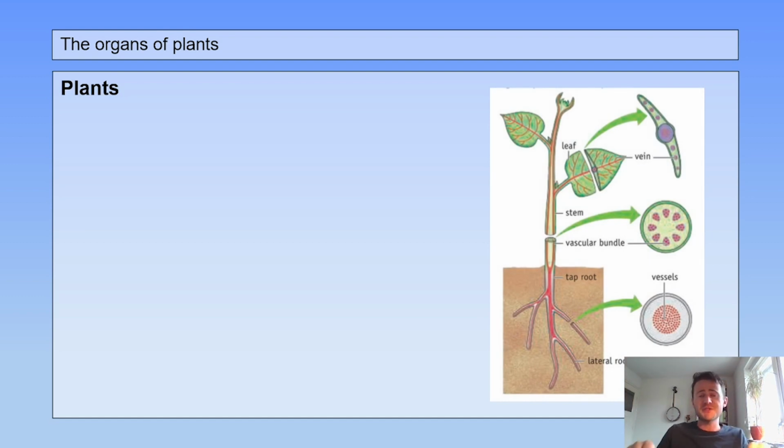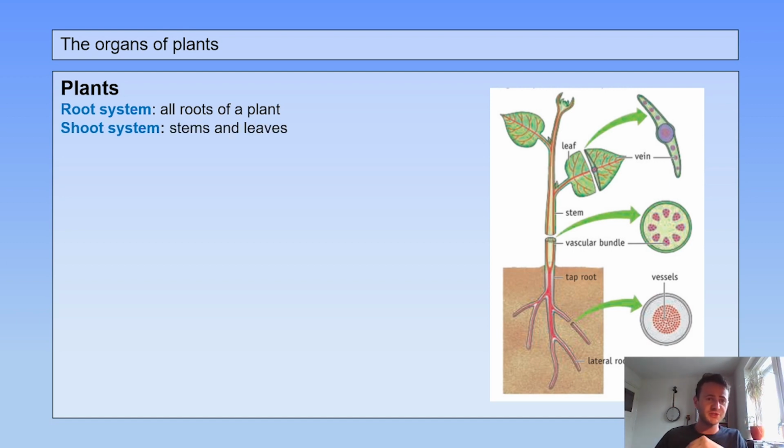In the previous lesson, you learned that organ systems are groups of organs that work together. And today we will be focusing on 3 organ systems of plants. The root system contains all roots of a plant. The shoot system, the stems and the leaves. The vascular system, and that is all vessels, sometimes in vascular bundles.